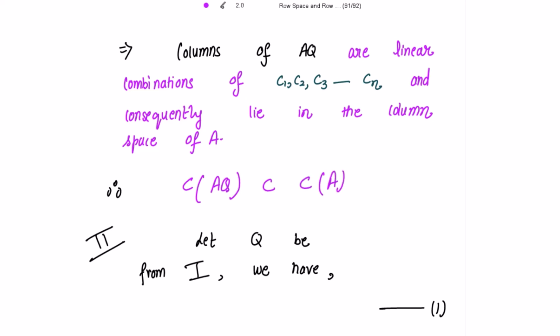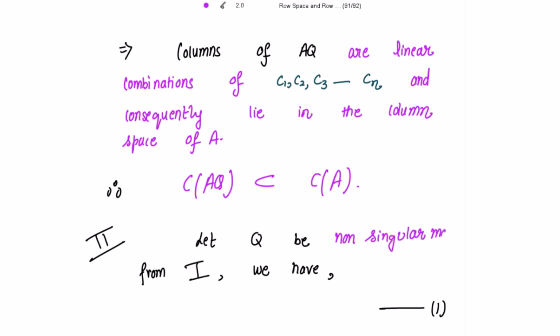Therefore, the column space of AQ is a subset of the column space of A. Hence the result. Second part: to prove that the column space of AQ is equal to the column space of A, provided it is given that Q is a non-singular matrix. So let Q be a non-singular matrix. Non-singular means an invertible matrix. And from the first part we have that the column space of AQ is a subset of the column space of A. Please mark this as 1.